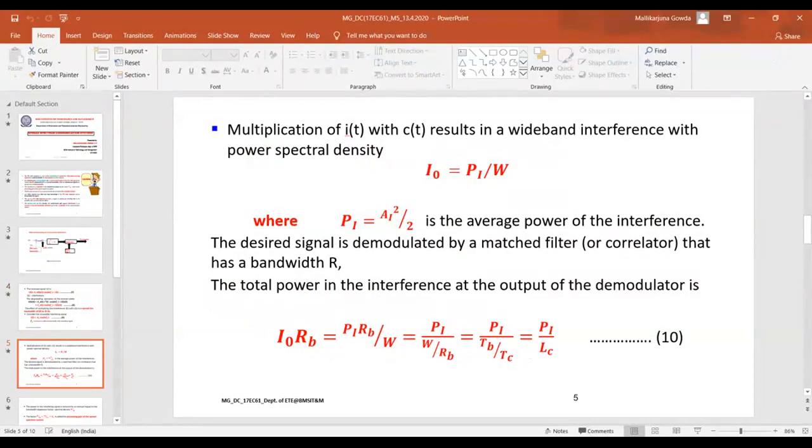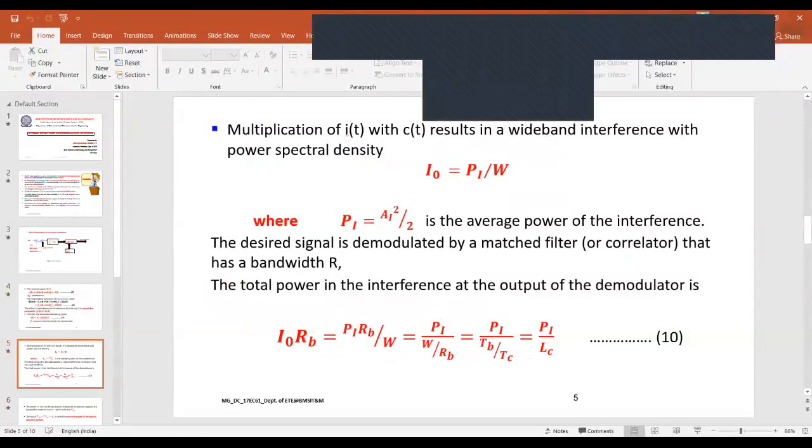The power spectral density of that interference is, see, Reddy is joining now. You wanted to admit now.